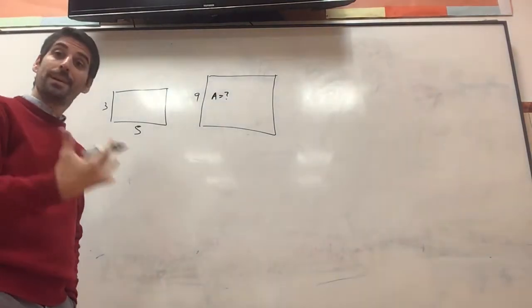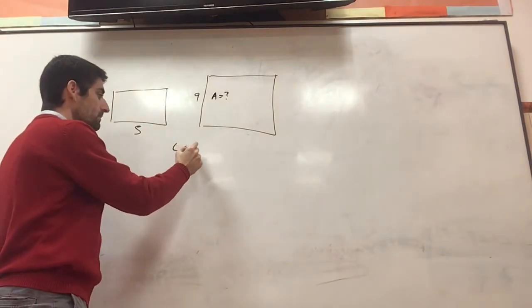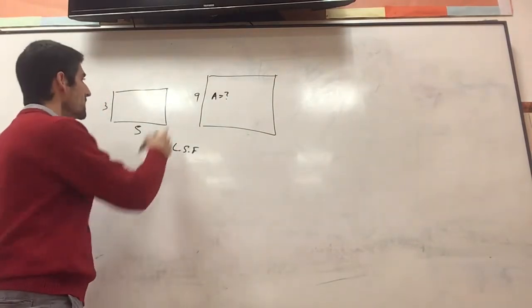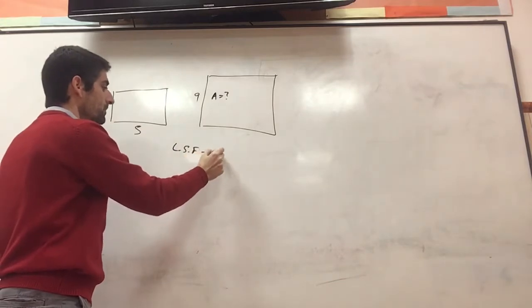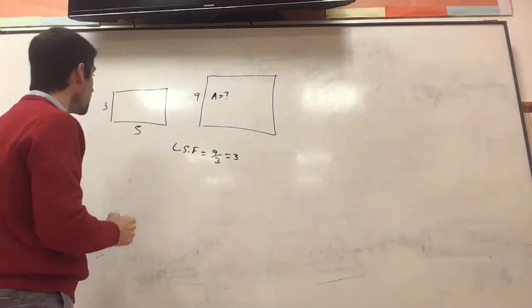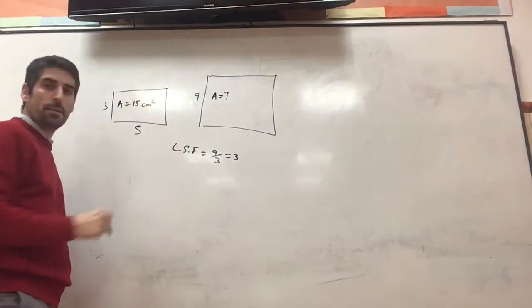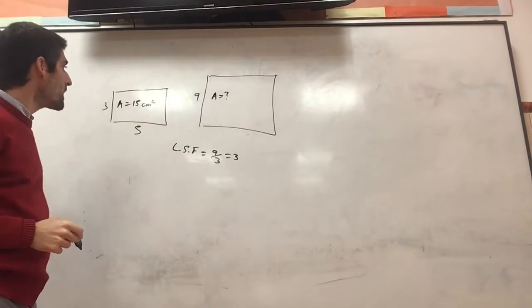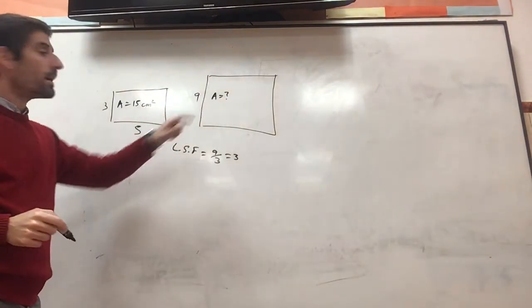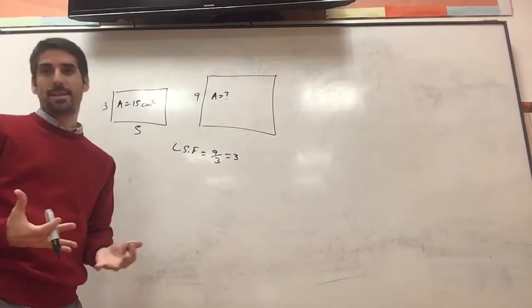You may be inclined to do the following. I could find the length scale factor, which is 9 divided by 3, which is 3. So you can think, aha, the area of this shape here is 15 centimeters squared. So the area of that shape there is going to be 15 times 3, 45, right? That kind of makes sense, doesn't it?